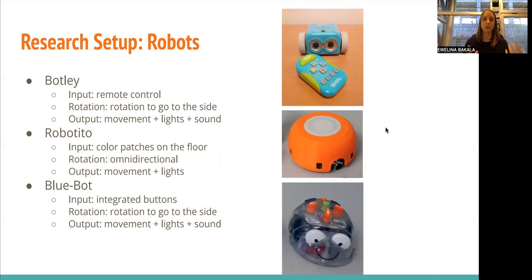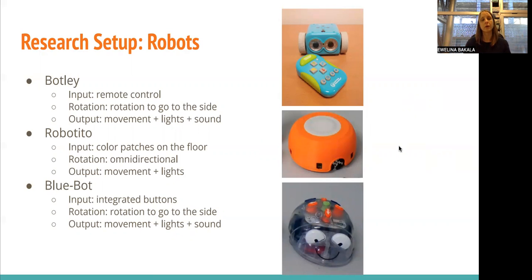Robotita is a robot developed at my lab. It uses color patches that you can put on the floor. It senses with the color sensor below the robot which color patch it is passing over, and then changes direction according to the color. It's omnidirectional, so it doesn't have to rotate to go to the side. It can just move to the side. And as the output, we have the robot's movements and lights. We have here a LED ring and LEDs that turn on and off.